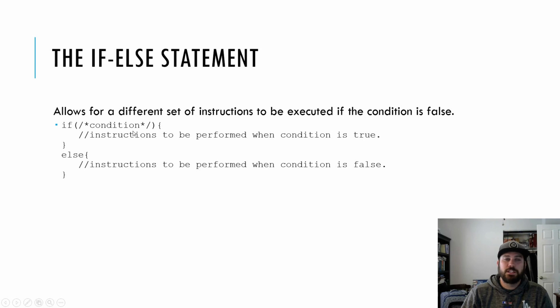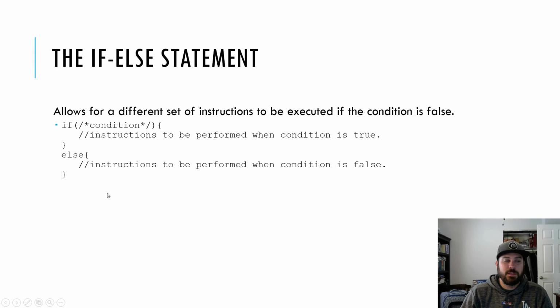So if this condition is true, again, similar to the previous slide, all these instructions are performed, and it could be as many statements as I want in here. But if this condition is false, it again skips over the body of the conditional, the body of this if block, and then it goes to this else. And whatever the instructions are in this else block, those are performed when the condition is false.